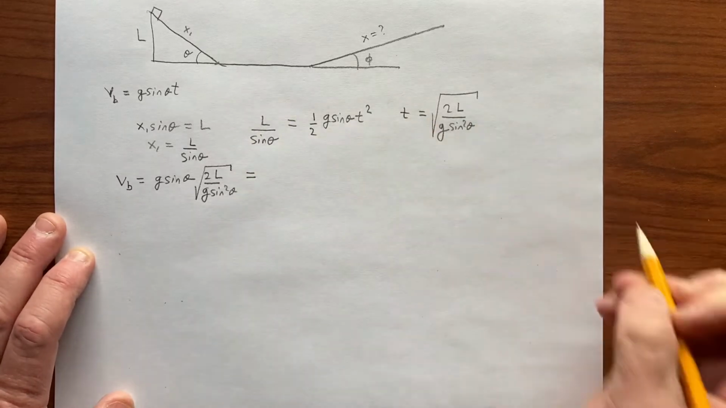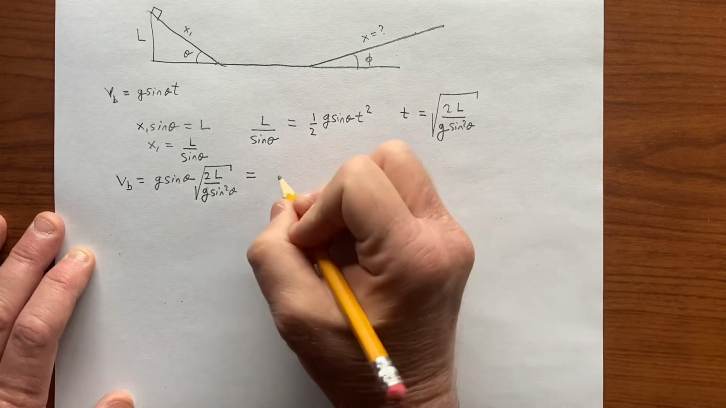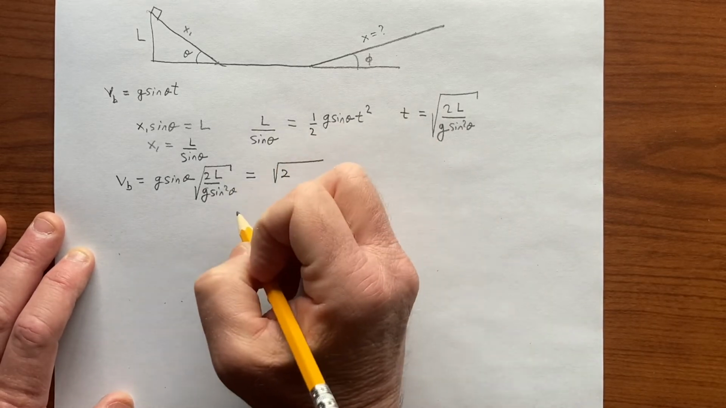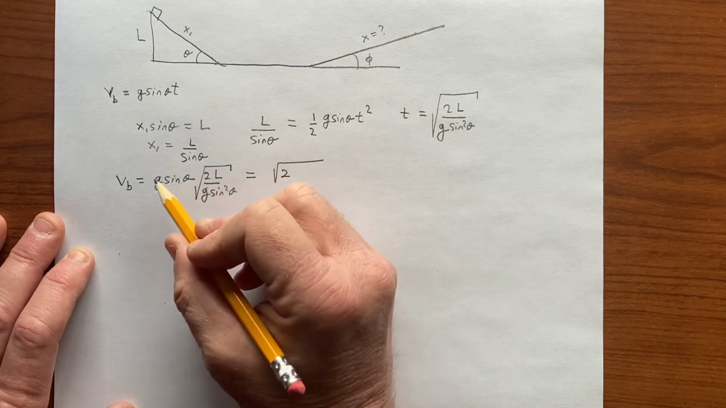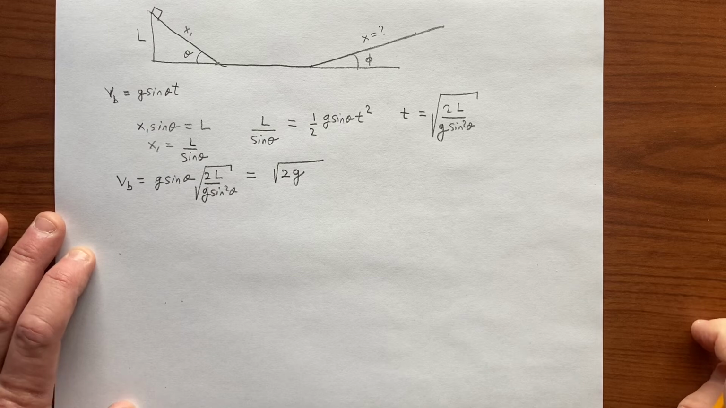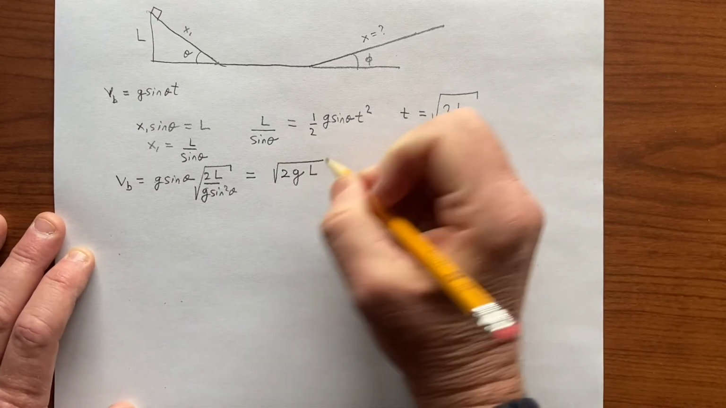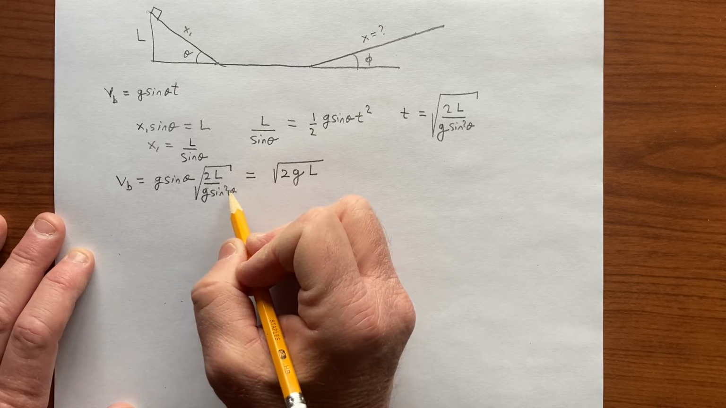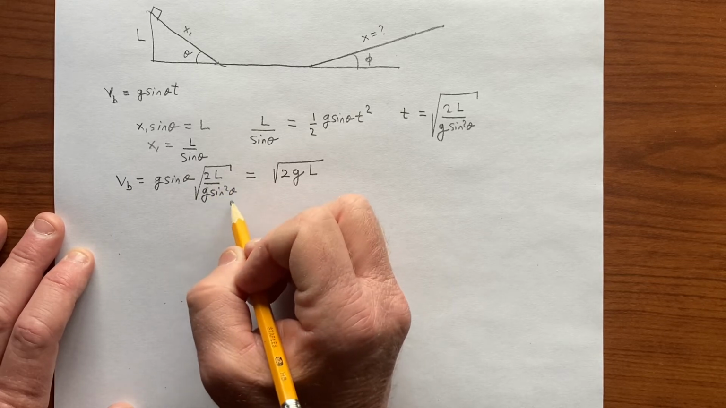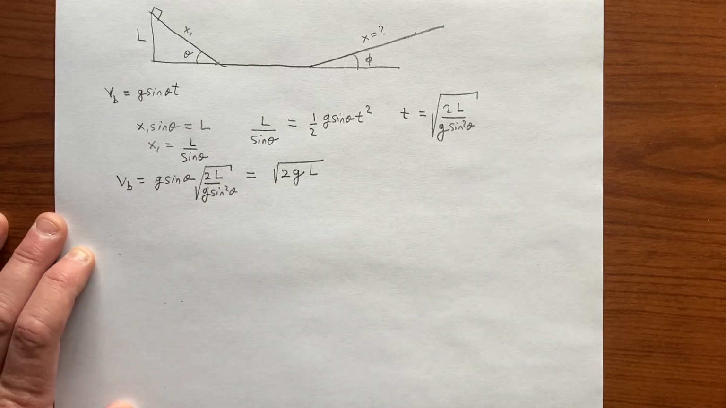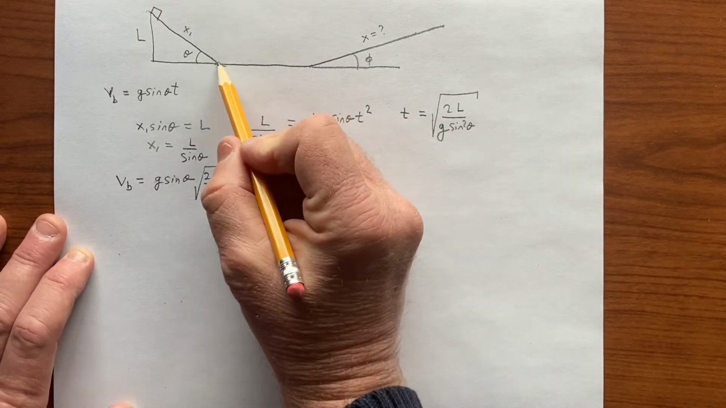And that can be simplified. We have square root of 2. We have g over square root of g. That's the same thing as square root of g. We have L, and the sines cancel because square root of sine squared is just sine. It's just the sine, and we have sine here, so that cancels out. So we get the speed at the bottom of the inclined plane.